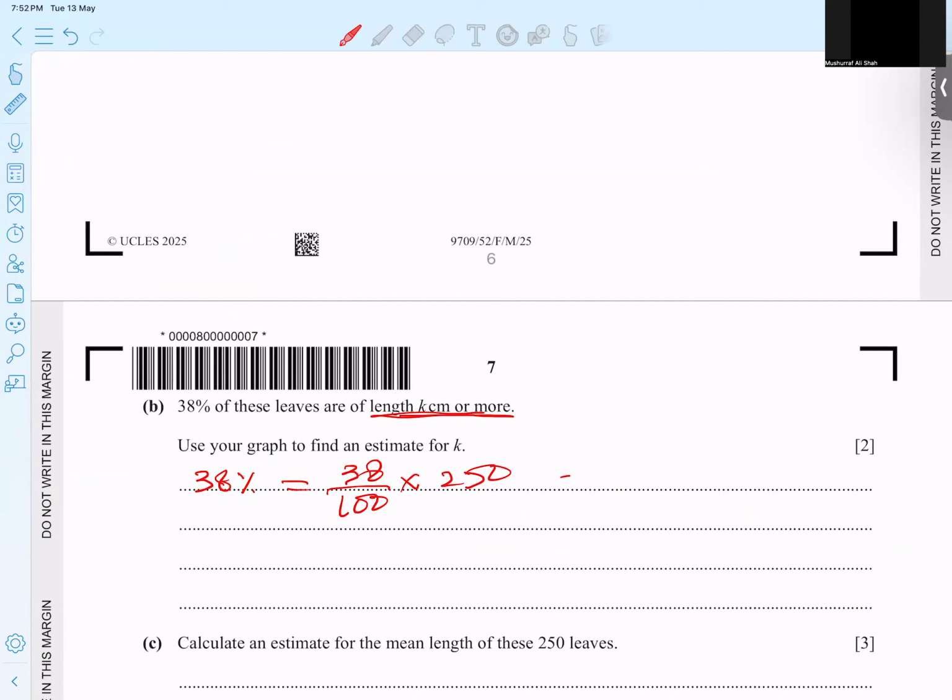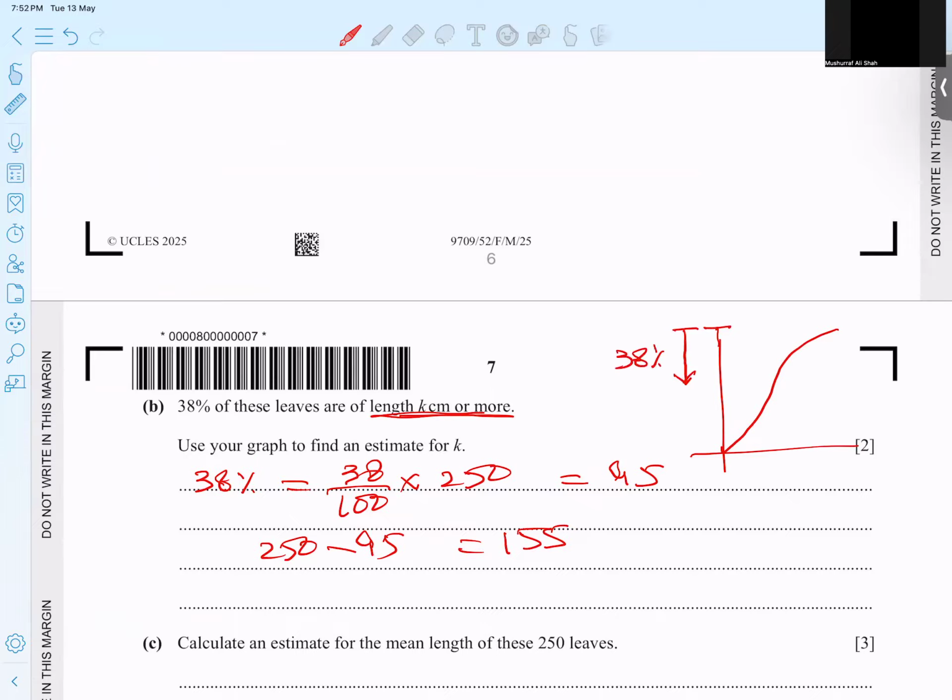So we got 95. From the total of 250, subtract 95, and I got 155. Basically, what I'm looking for, I'll show once again on this graph. He said from the top, 38%. So this is naturally a number. What number is this? That is K, because he talked about more. So this is 38% actually. So what is the technique? I'll go from here and get the number from here. So for 155, we have to look here.